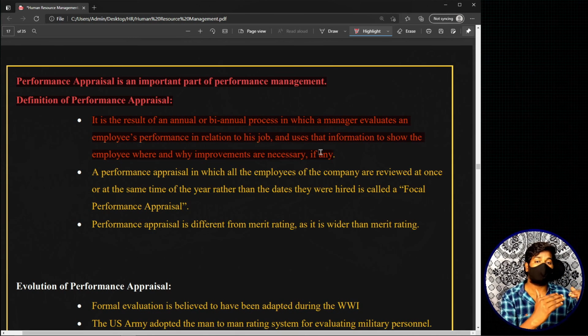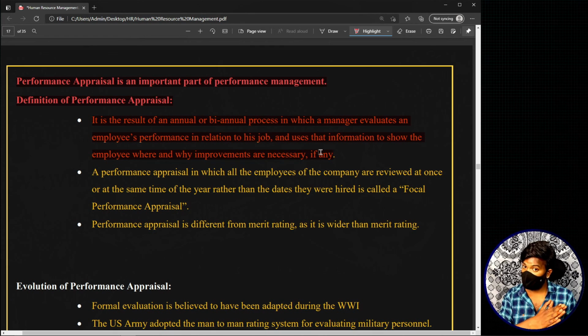In this scenario, the way of communication between the manager and the employee will be different, right? In this way, the manager evaluates the performance of the employee against certain predetermined standards, and then uses the information that he gets after evaluation to inform the employee of different areas where improvements are necessary, if any improvements are necessary. So this is the basic concept of performance appraisal that you have to keep in mind.